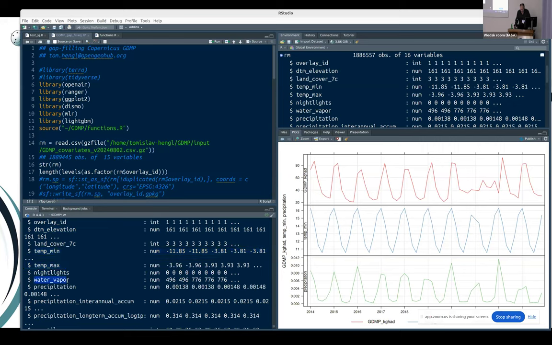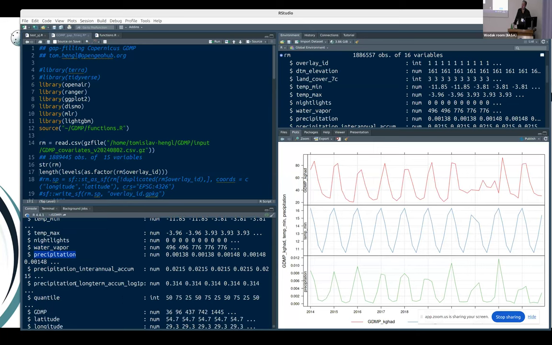We have water vapor. My colleague Rolf calculated the water vapor for whole world, 1 kilometer resolution for the last 23 years monthly. So we can overlay. And this water vapor, it's independent. It's an atmospheric product. So it has nothing to do with the sensing of the land.